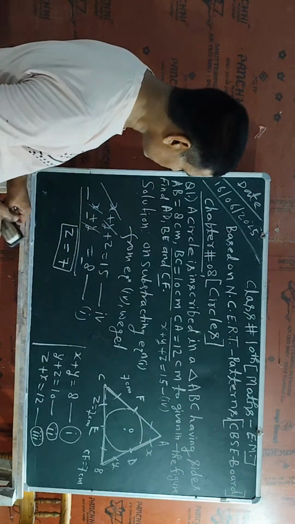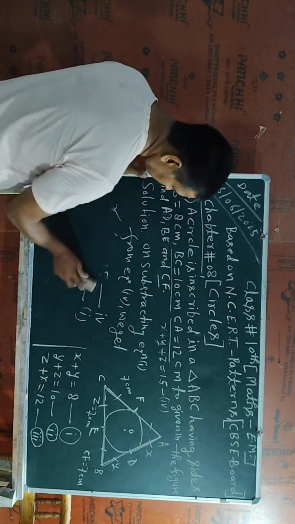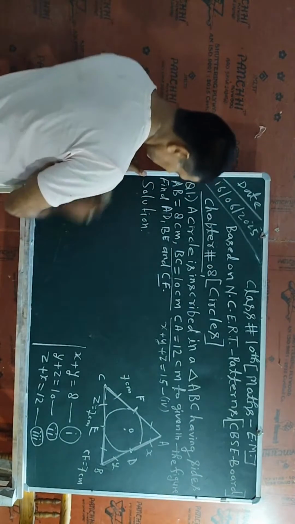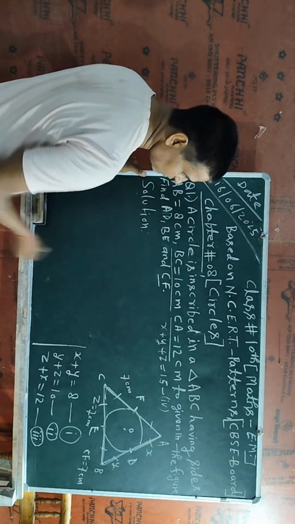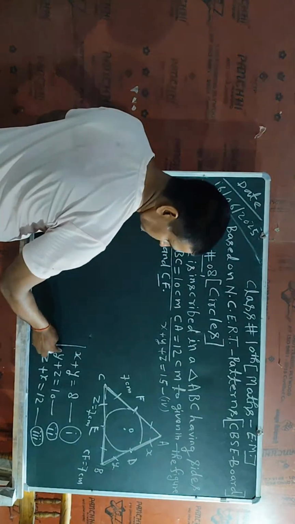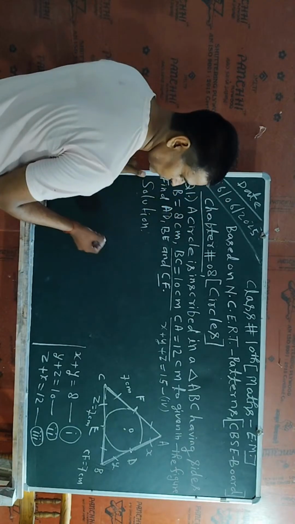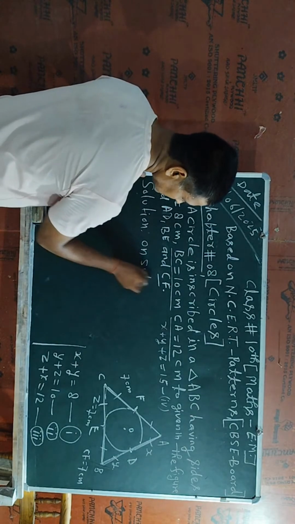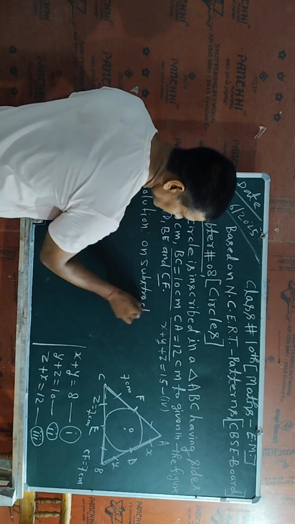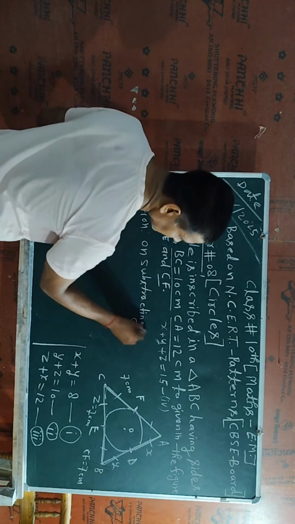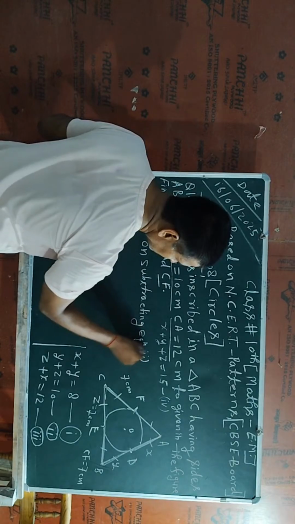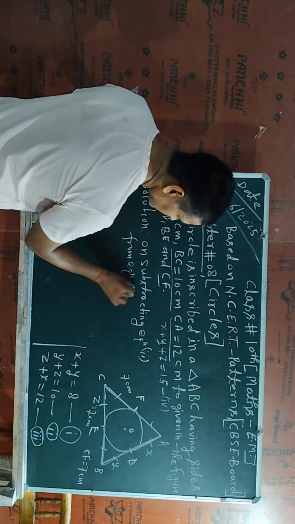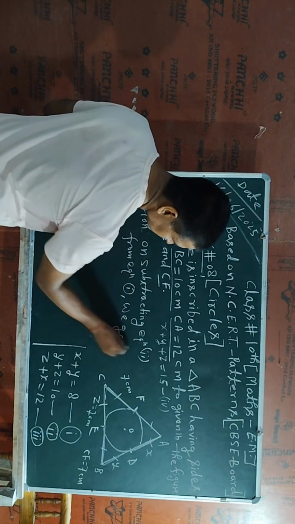Now further I am going to erase this solution to get another solution of this question. Now again I will write one statement: subtracting equation number 2 from equation number 1, we get the value of x. That information I will write here.